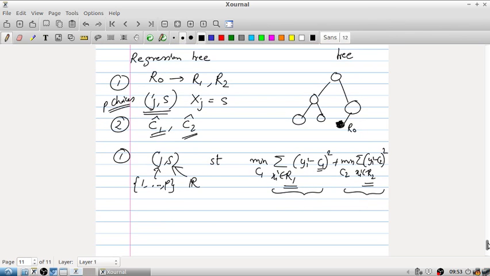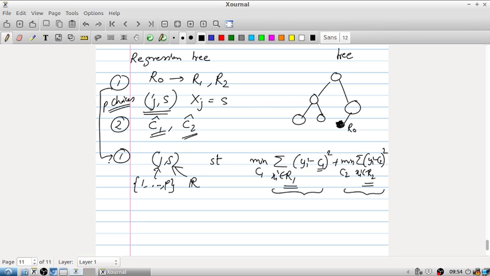But finding the splitting of the regions is the more difficult part, because to split the regions you need to know what the loss function is. So what is the metric with which you are defining how to split your original region into two parts?